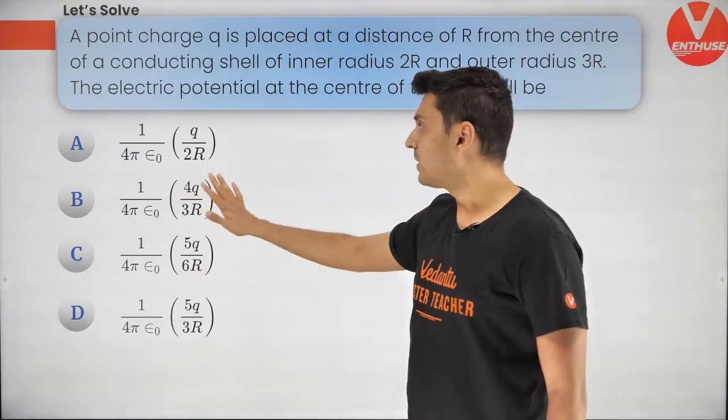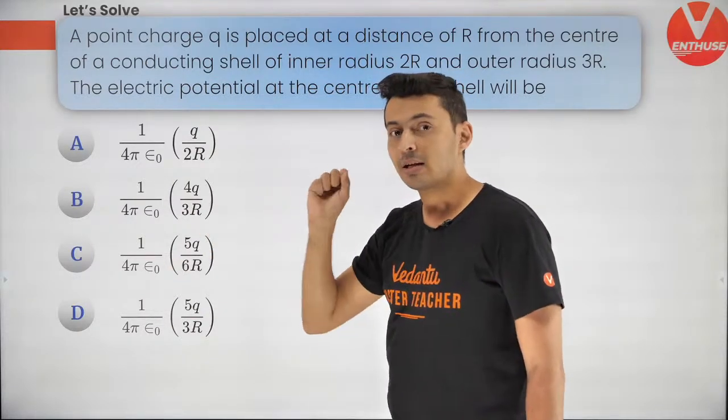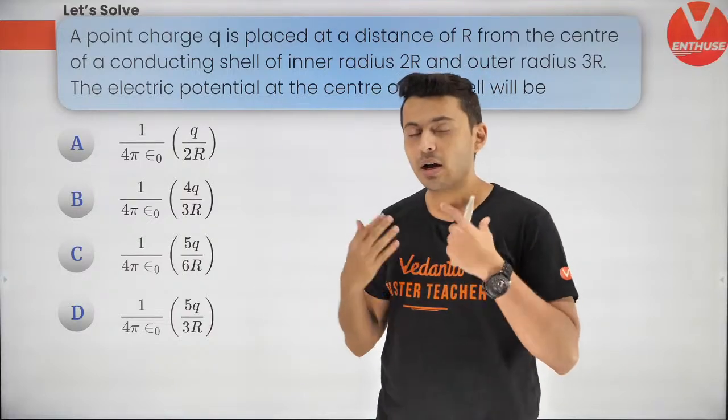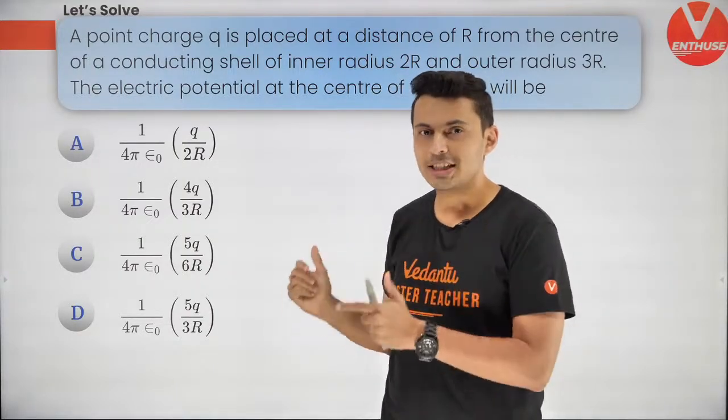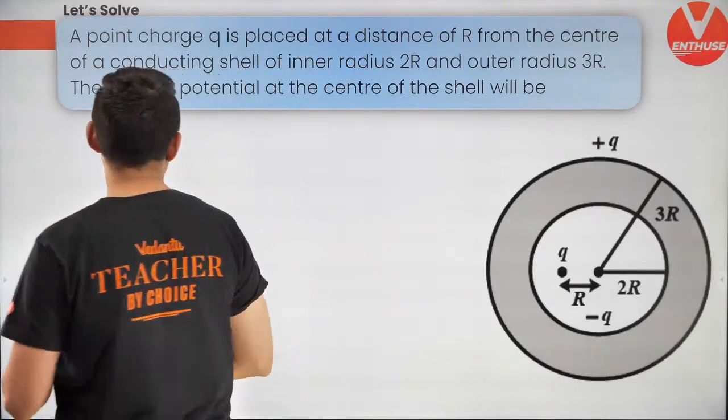The answers are in terms of epsilon, q and r. Don't worry which option is correct or wrong. Just think about the final answer. If you want, you can solve it with me or you can solve it separately and check the final answer. It's up to you. All right, let's see how to solve this.